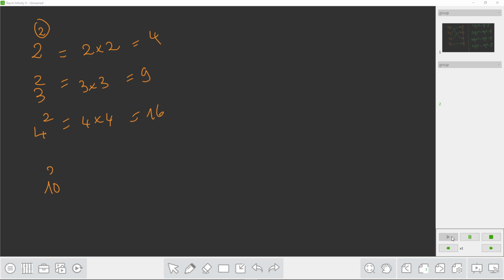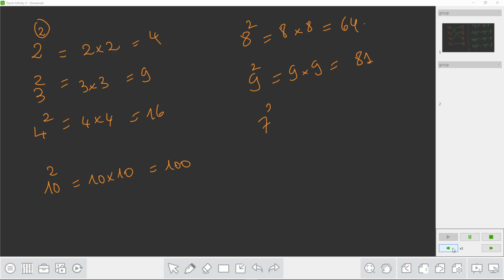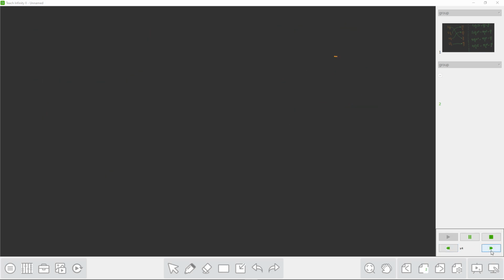If it's cube, now let's see. 10 squared is 10 times 10. The answer is 100. Now 8 squared is 8 times 8 equals 64. 9 squared is 9 times 9 equals 81. It's so simple. 7 squared is 7 times 7, and it's equal to 49.